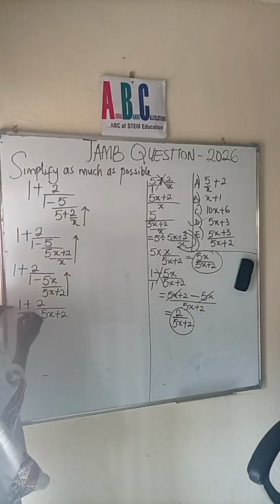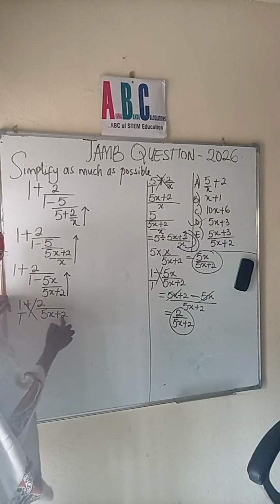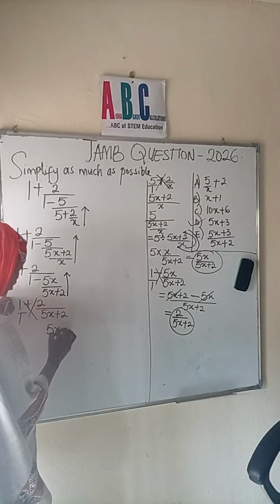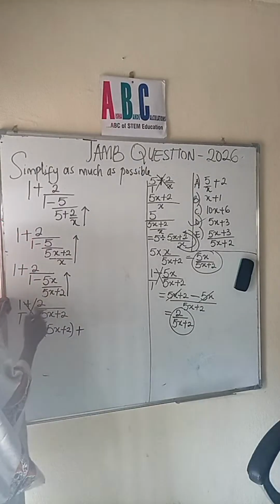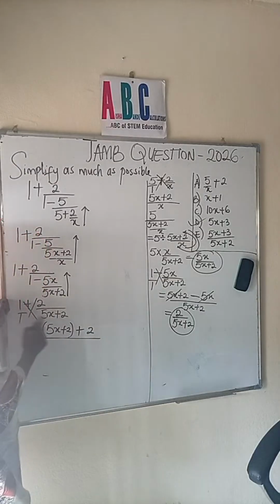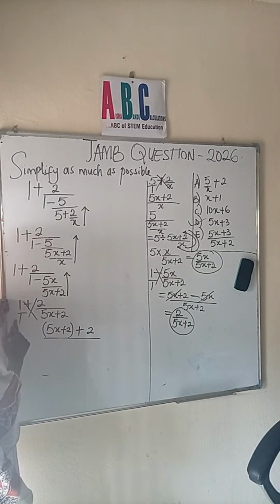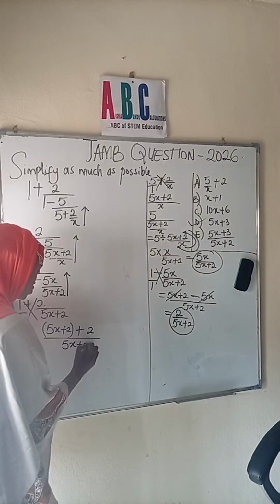This is the same thing as saying 1 over 1, right? So we cross multiply. This becomes 1 times 5x plus 2, which gives us 5x plus 2. The operation in between is a plus. Then 2 times 1 will give me 2, all over. Now let's multiply the denominators: 1 times 5x plus 2. This gives me 5x plus 2.